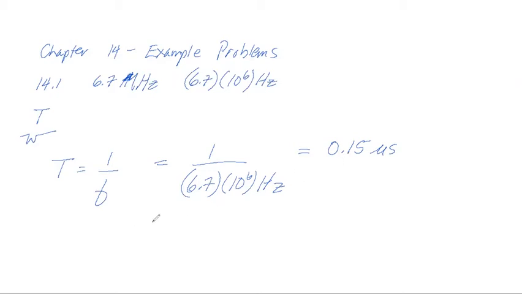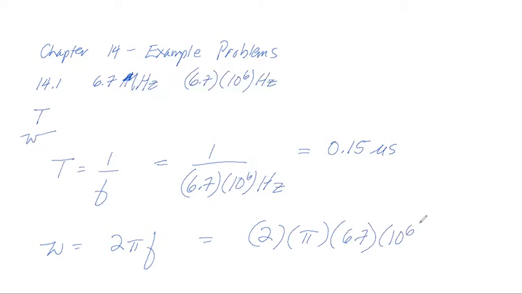And now to find omega, the angular frequency is equal to 2 pi f. That is 2 times pi times the frequency, 6.7 times 10 to the 6 hertz. And we're going to get a value of 4.2 times 10 to the 7 radians per second. And that's 14.1.